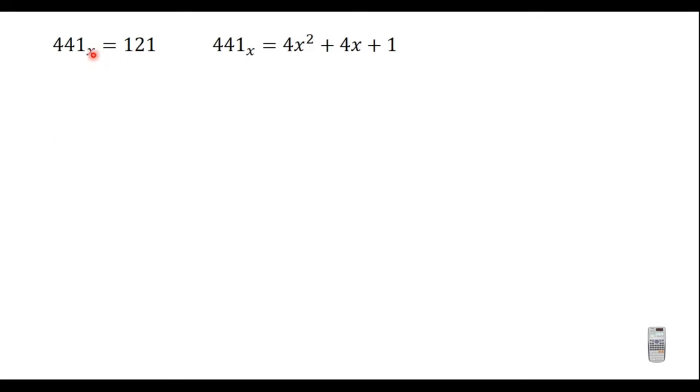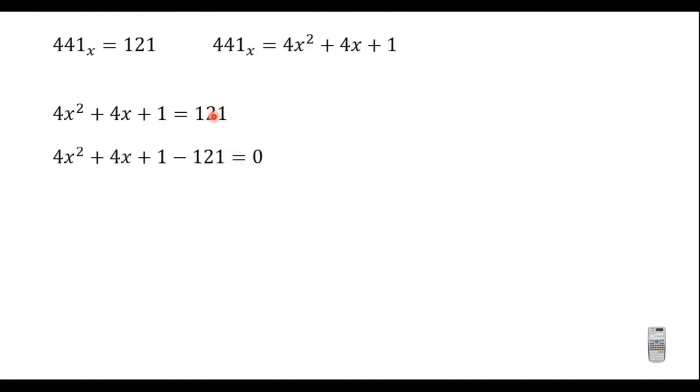So you say that 441 base x is equal to 121. 441 base x is also equal to 4x squared plus 4x plus 1. So you can equate these two. So you equate 4x squared plus 4x plus 1 to 121. So we group like terms. These are the x's, so we send the x's to one side, then we send the numbers to the other side, or we group them at the same position.